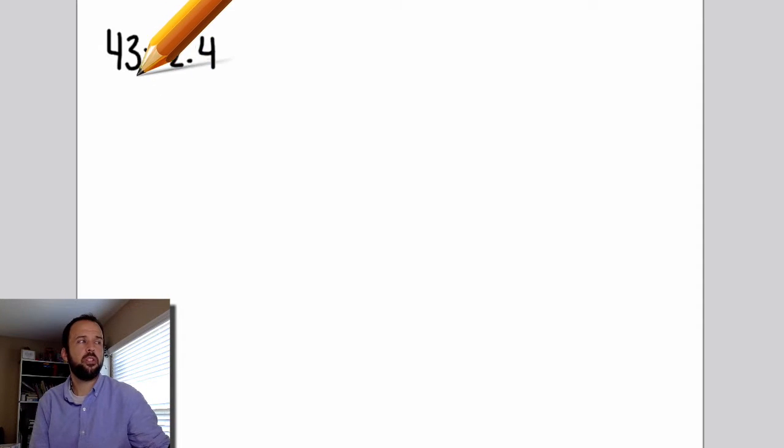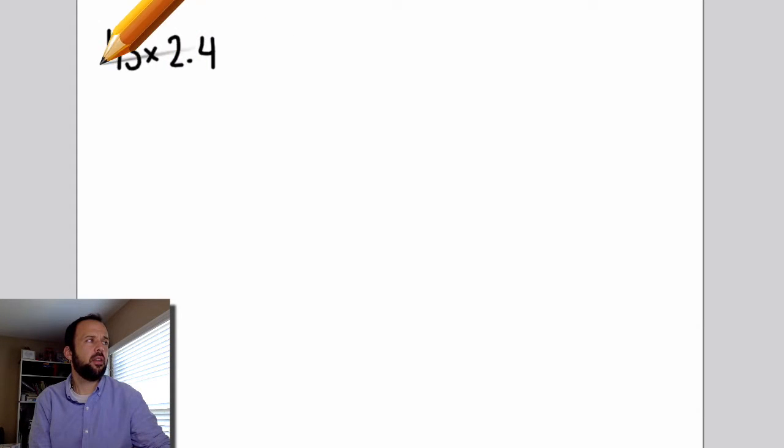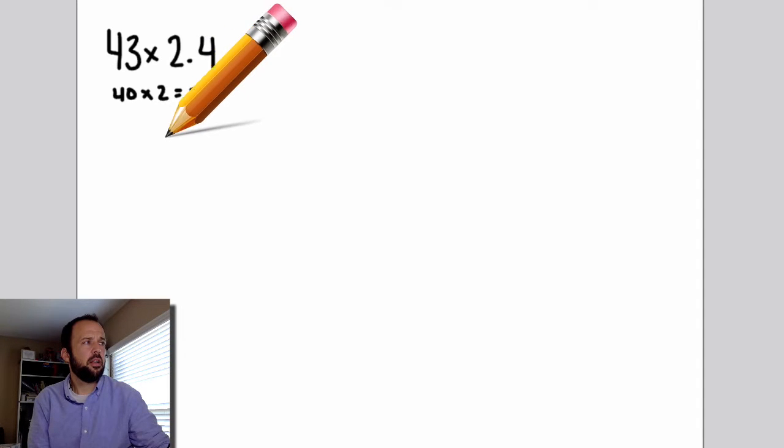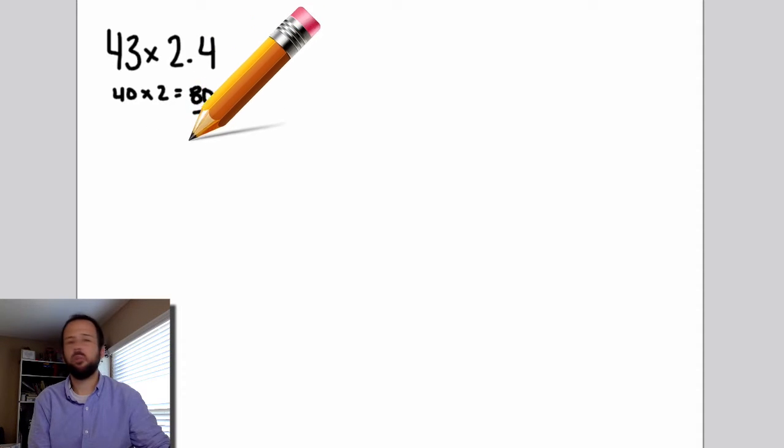But the first thing I want to do is use estimation again. I'm going to round these numbers real quick and multiply them just to get a rough estimate of where I think my answer is going to be. So if I look at this, I'm going to round 43 to 40. 2.4, it's almost to the 2.5. It's not quite there yet, so I'm just going to keep it as a 2. And so 40 times 2 would be 80.